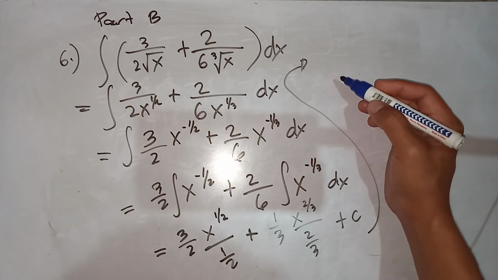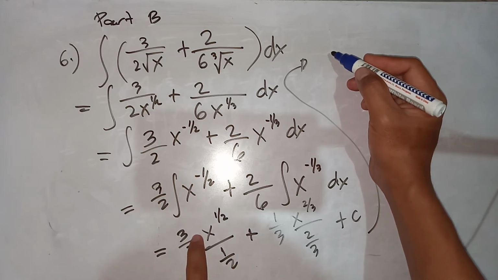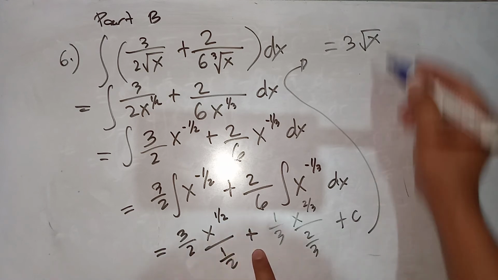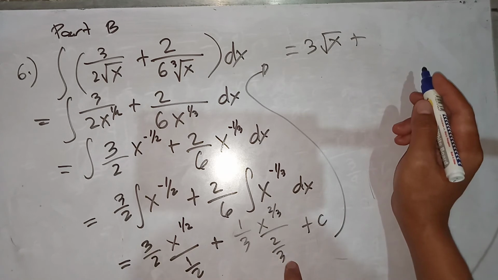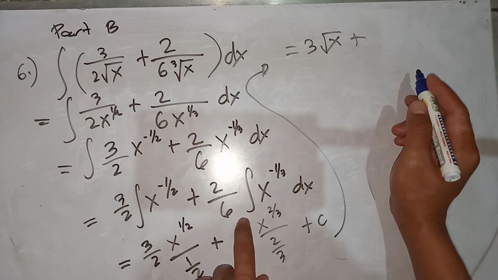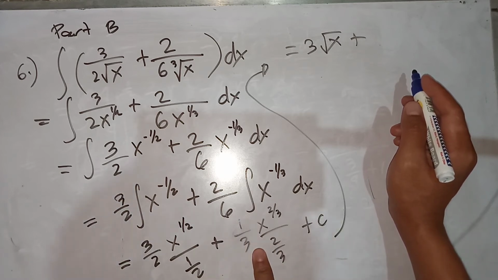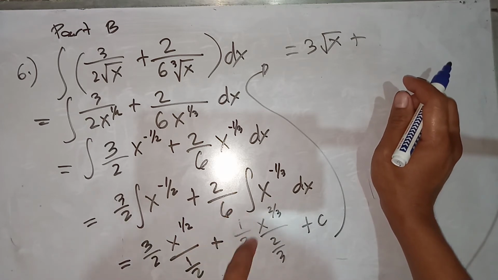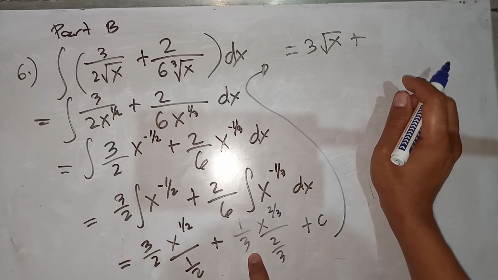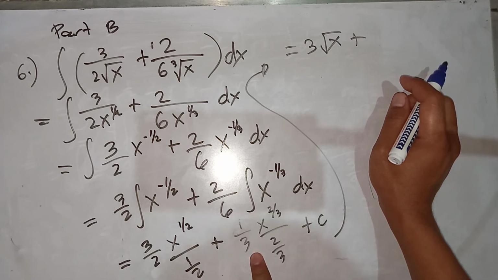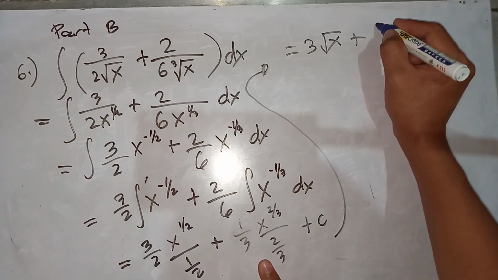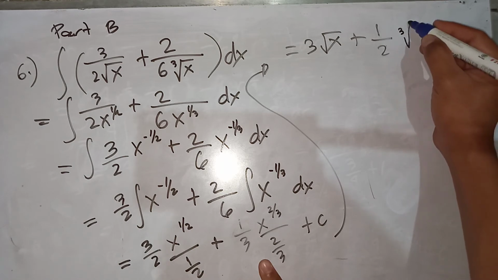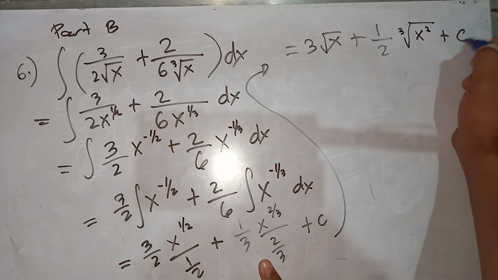This becomes 2 times 3 is 6, divided by 2 is just 3, square root of x, plus 3 times 1 is 3, 2 times 3 is 6, so we could write this as 1/2 cube root of x squared plus c, and this is our answer.